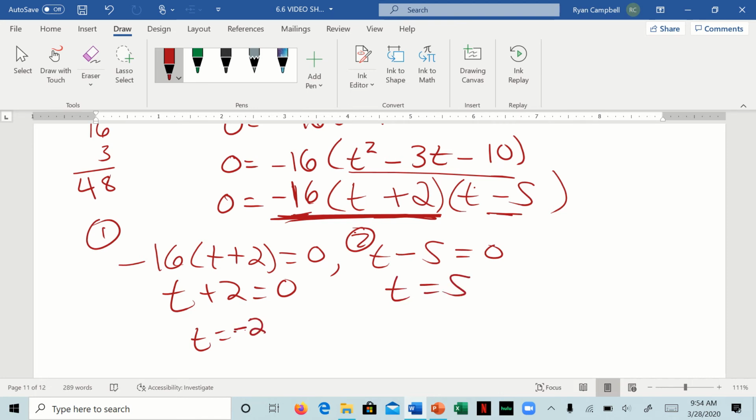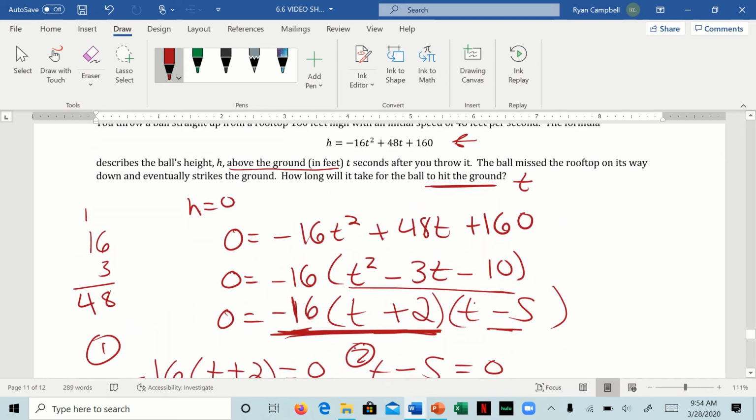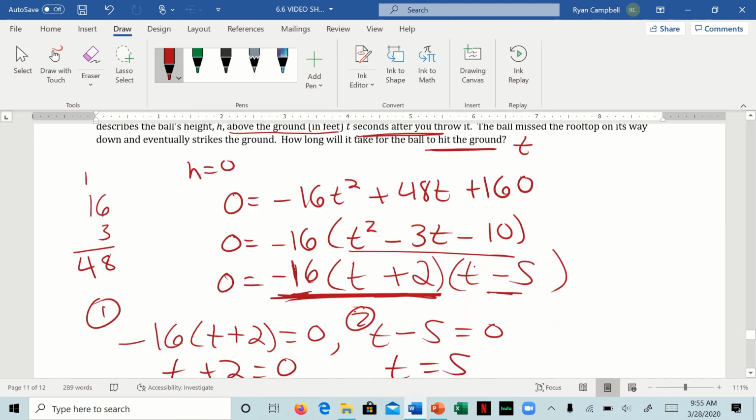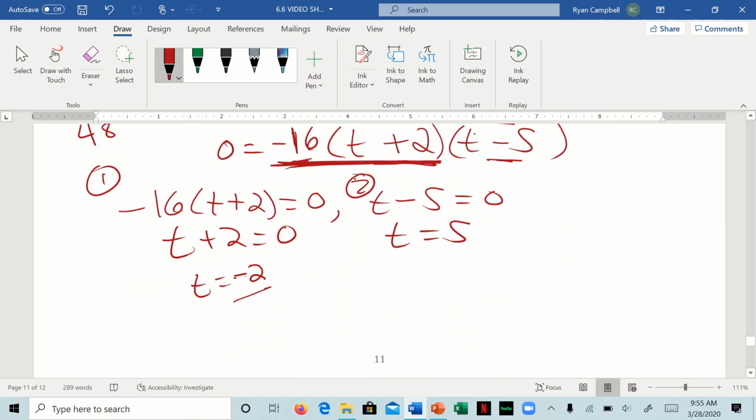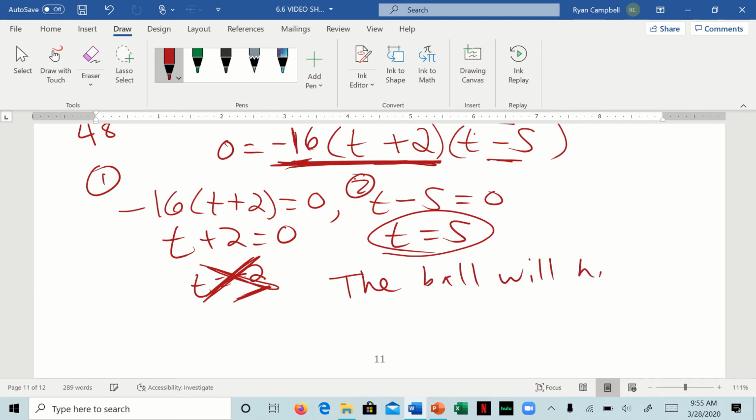All right, so these could be both of our answers. However, let's think about this in the context of the problem. What does t mean? t is seconds after you throw the ball. Can you have negative 2 seconds? No, that doesn't really make any sense, right? So 5 has to be our answer. So the ball will hit the ground after 5 seconds.